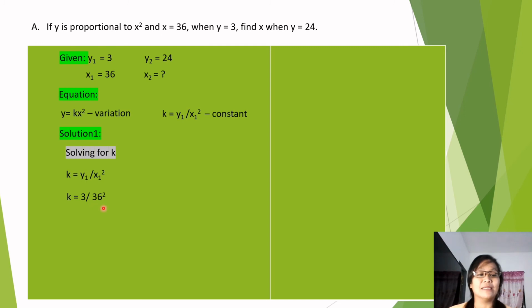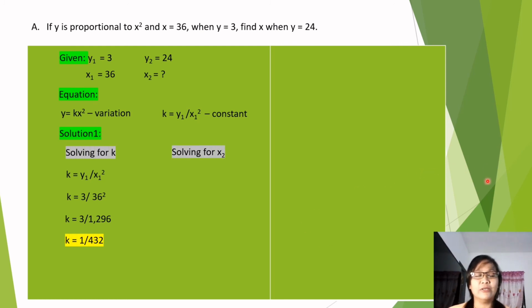Unahin natin ang 36 squared. So, we have k is equal to 3 over 1,296. And 1,296 and 3 are both divisible by 3. Kaya i-divide natin sila ng 3. So, 3 divided by 3 is equal to 1 and 1,296 divided by 3 is 432. So, our k is 1 over 432.